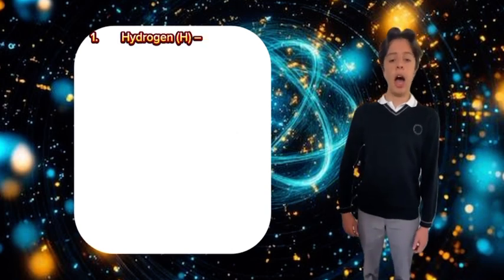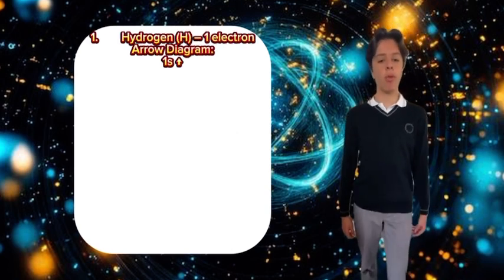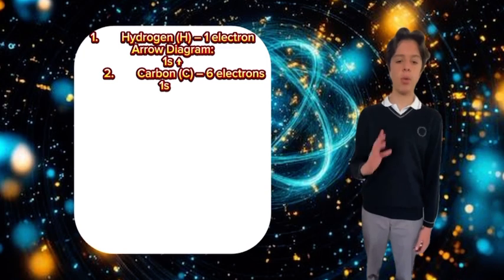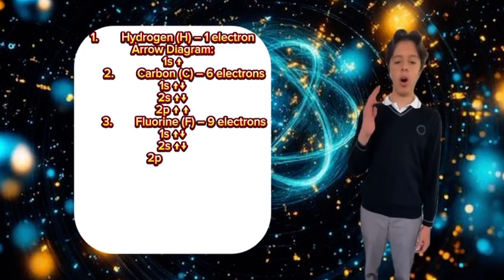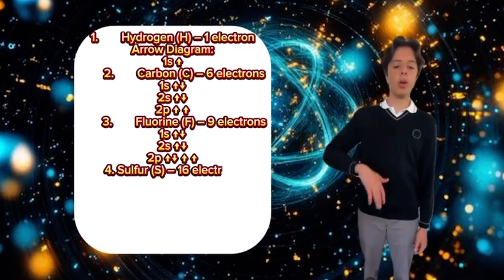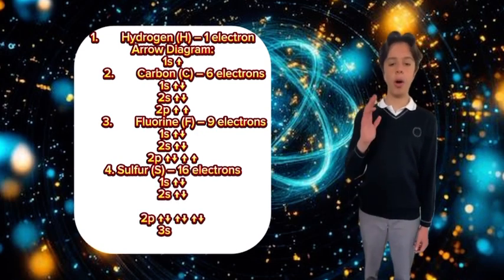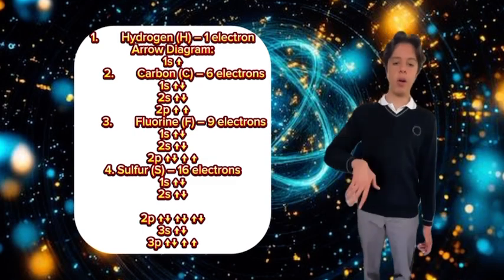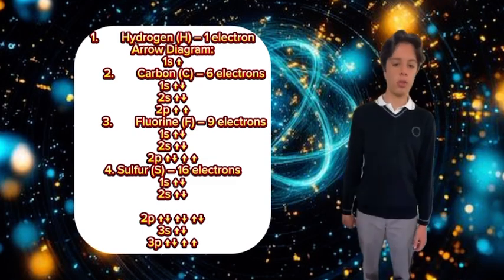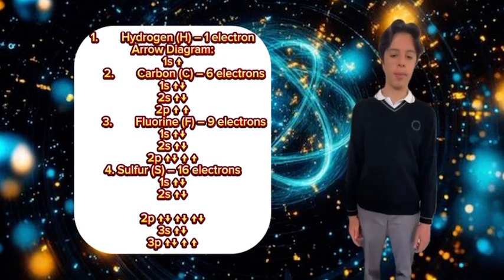Examples are: hydrogen with 1 electron. The arrow diagram will be 1s, 1 up arrow. Carbon, 6 electrons. 1s up, down. 2s up, down. 2p up, up. Fluorine, 9 electrons. 1s up, down. 2s up, down. 2p up, down, up, down, up.